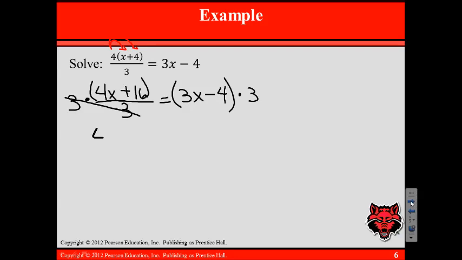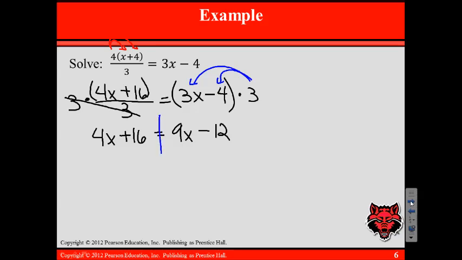That leaves us with 4x plus 16 equals. You may notice I drew parentheses around the 3x minus 4 on the right side. That's because we must distribute this 3 to both pieces inside of those parentheses, both pieces that were originally on the right-hand side of the equation. So we have 3x times 3 is 9x. 3 times 4 is 12, so we have minus 12. And now we've taken care of the fraction and worked the problem just as we have on previous examples.